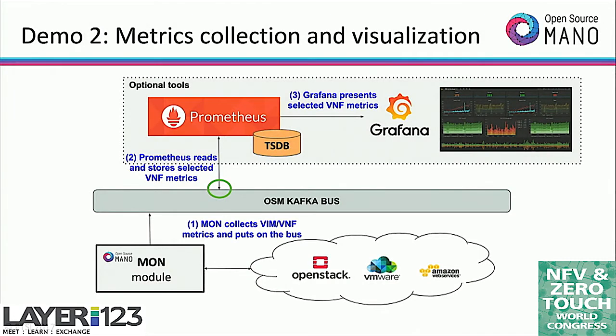The second demonstration has to do with metrics collection and visualization. So here, the featuring module is the monitoring module down there. It basically communicates with the different VIMs through plugins. So we are communicating today with the OpenStack telemetry system, VMware vRealize Operations, and Amazon CloudWatch. And it can gather metrics from those systems and put them in the Kafka bus. And we can be selective about that. I mean, we can pick which VNFs we want to monitor.